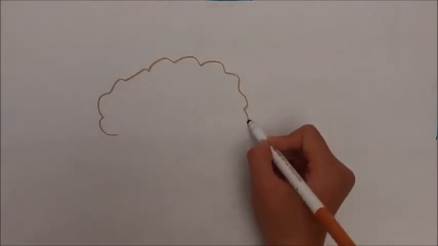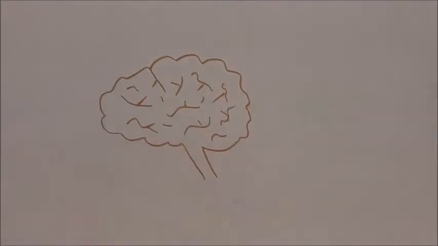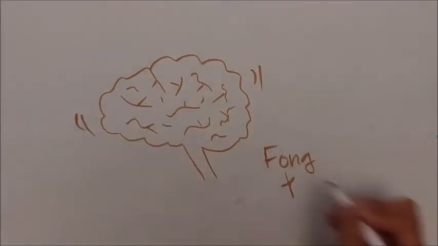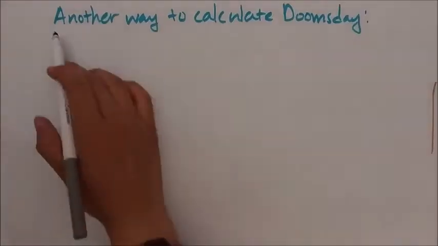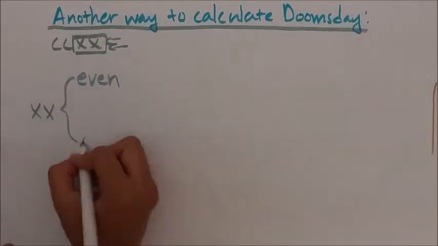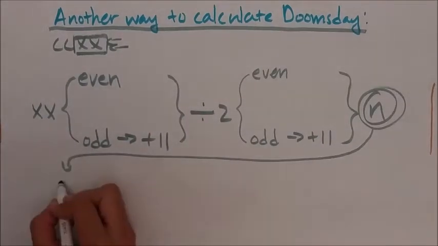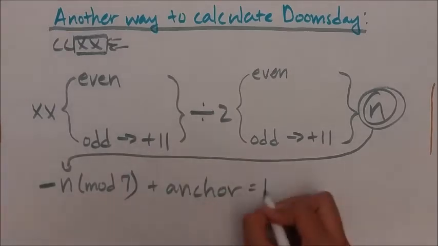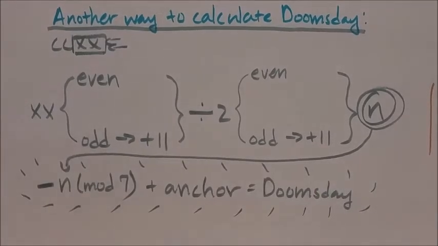Of course, this formula can be slow or difficult for a mental calculation because there are so many elements to deal with. Fortunately, Chamberlain Fong and Michael K. Walters developed another method to calculate a year's Doomsday. First, take the last 2 digits of the year in question. If they are odd, add 11. Divide the resulting number by 2. If the resulting number is odd, add 11. Take the resulting number modulo 7 and count that number of days backwards from the anchor day.